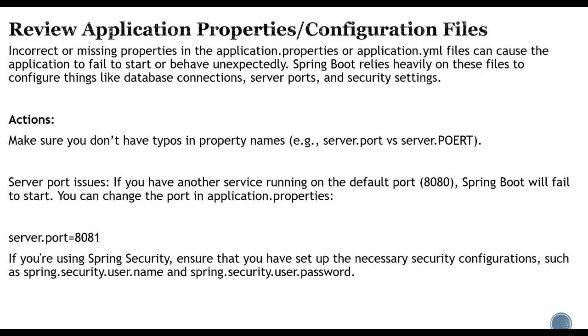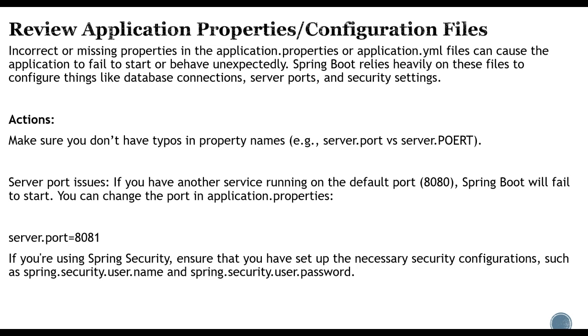After this, you have to review your properties or the application configuration files. Now there are some missing or incorrect properties you have mentioned in your YML or the property files, which can cause your application to fail at startup, or some unexpected behavior to happen. Spring Boot heavily relies on these property files, which enable you to configure your database connection, the port details, and the security configuration settings.